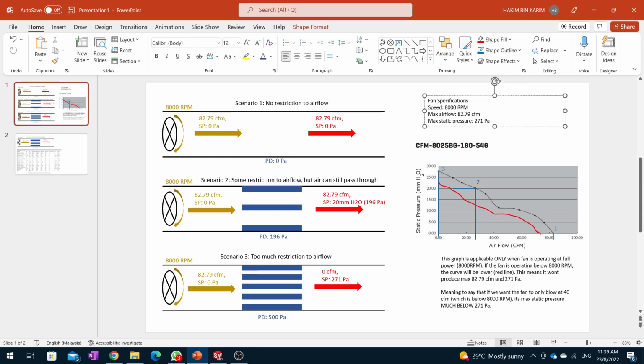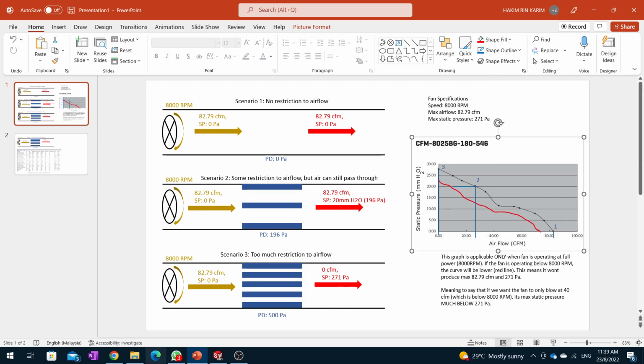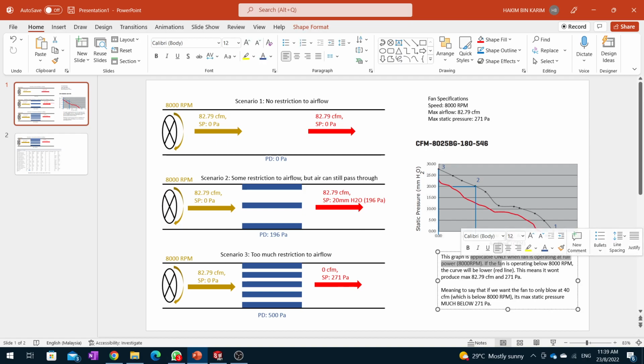Okay, I want you guys to pay attention to this. The speed is 8000 rpm, maximum airflow is 82.79 cfm, and maximum static pressure is 271 pascal. One very important thing for you guys to note, because I just found out after talking to Dr. Chin about this: the graph that you see here is only applicable when the fan is operating at full speed, which is 8000 rpm.